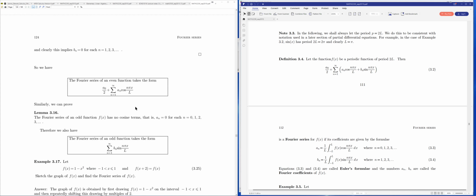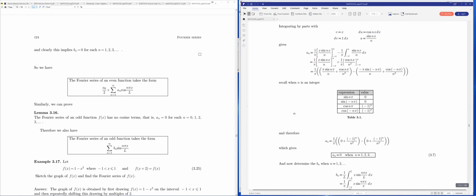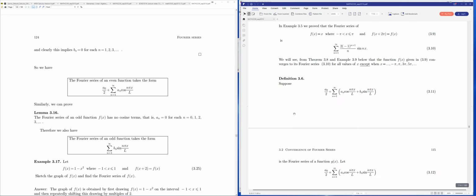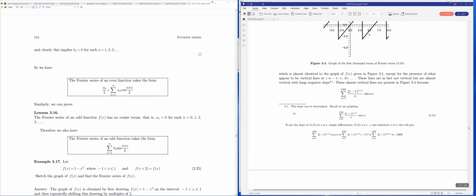So the point about this is that when we calculate a Fourier series, it's a good idea to check beforehand whether your function is even or odd. And if you can determine that it's one of those, then you save yourself a certain amount of work. Okay, so let's see an example of calculating.